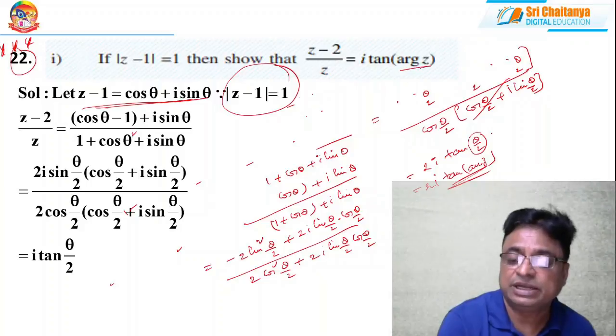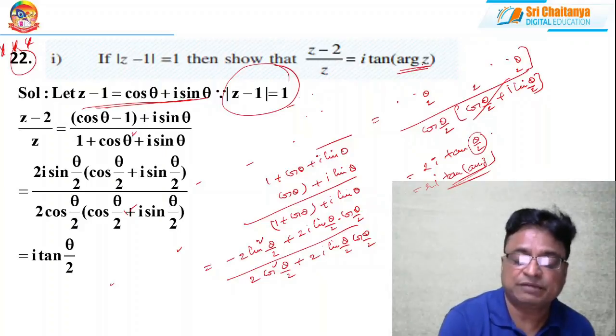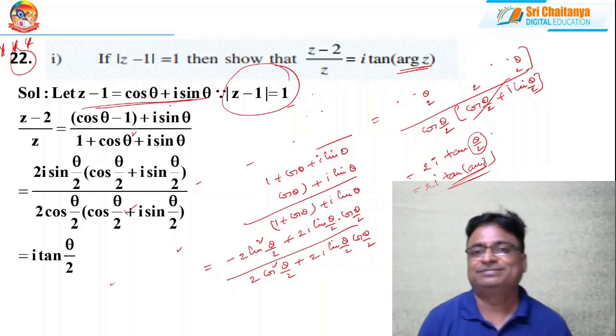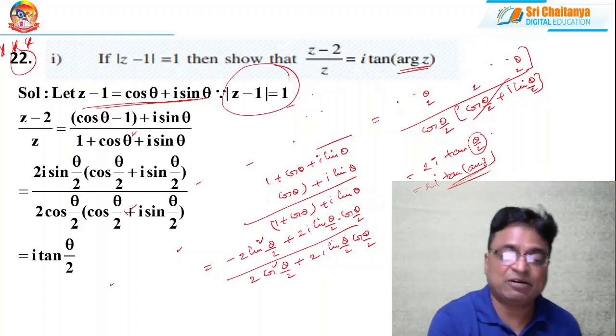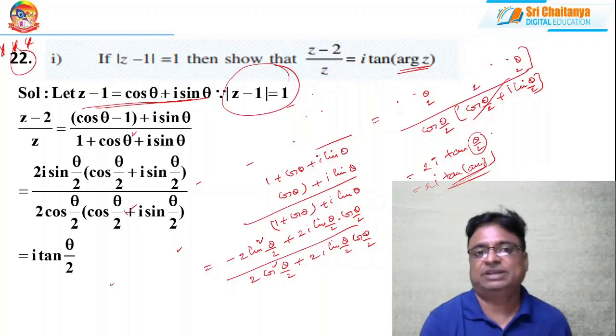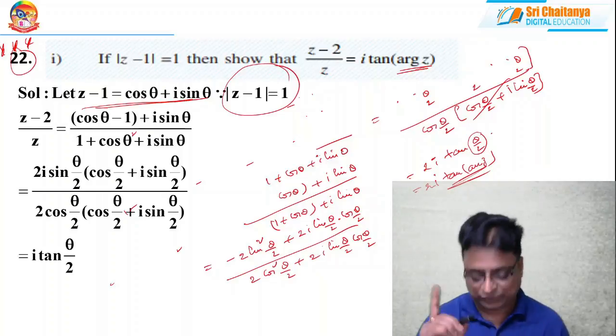Please don't get confused that argument of z is equal to theta, because my z is different. This is z minus 1. If I have asked the argument of z minus 1, that is theta. And the argument of z is what? Theta by 2 here. That's right.